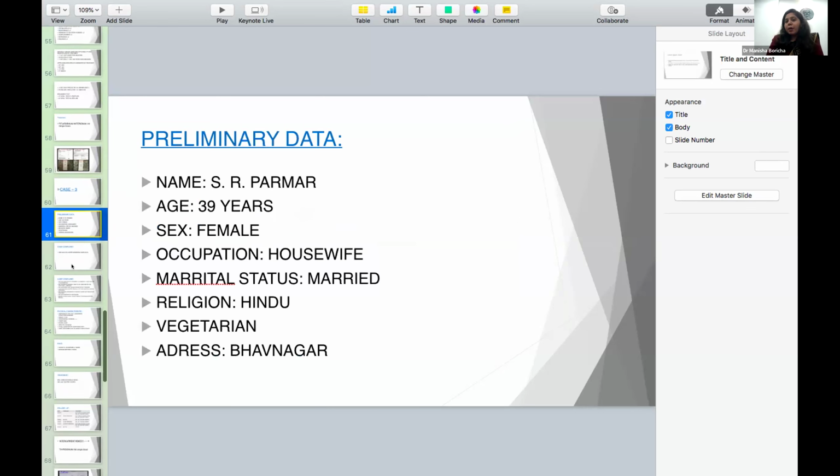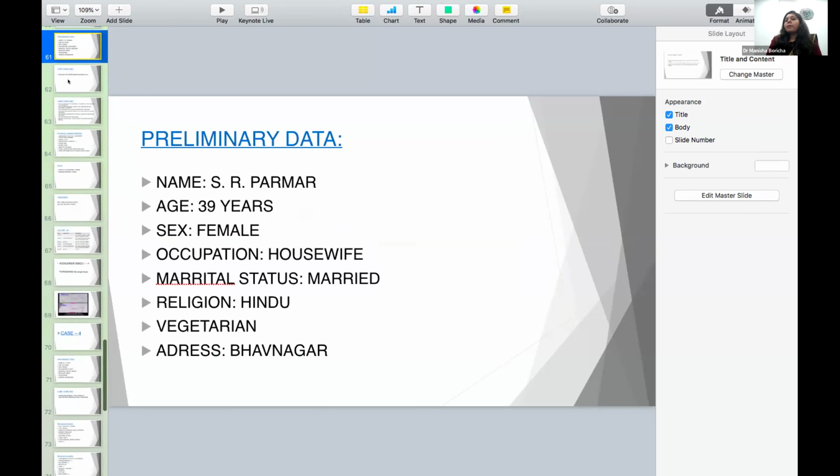Another case. It's about SR Parmar, 39 years, female. She is a housewife and married. She is Hindu, vegetarian, and residing in Bhavnagar, Gujarat. Next one.